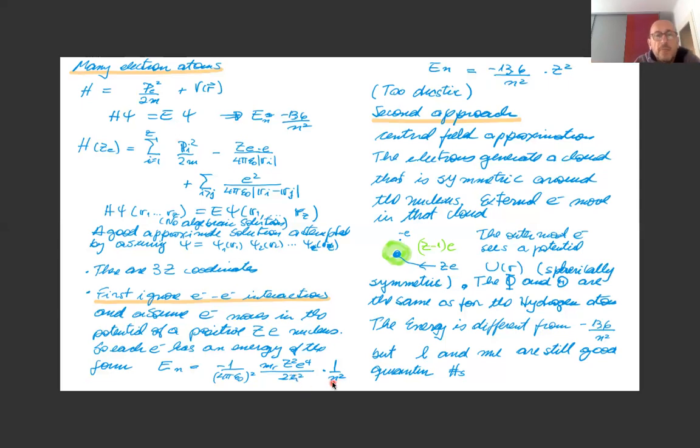So this is the energy of the energy levels of a nucleus made out of Z protons, where the charge of the electron is e. So this would be the energy levels of a nucleus built like that. It's almost like a hydrogen atom, but with a nucleus with a higher number of protons on it.